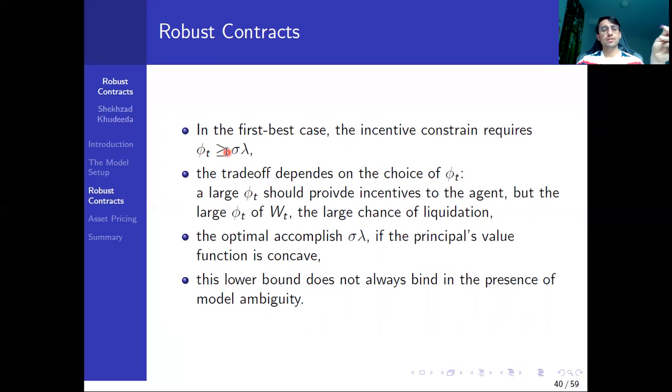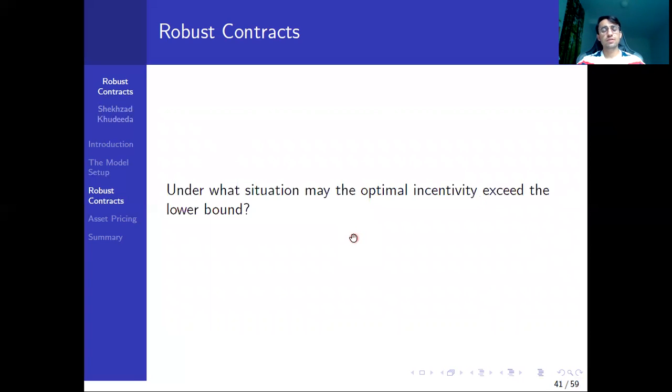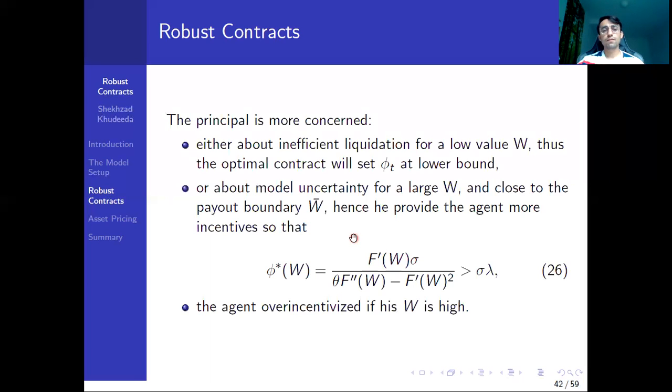So it's the same principle as here. The optimal sensitivity achieves this amount if the principal's value function is concave, and this lower boundary doesn't always depend on the model ambiguity. Let's see why. Under which situation may the optimal sensitivity exceed the lower bound? We have 3 points listed here. For a lower value of the continuation value, the principal is more concerned about the inefficient liquidation. Therefore, the optimal contract will set the optimal sensitivity at the lower bound.